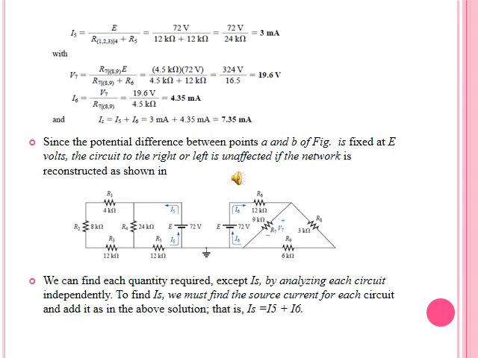So first of all we are going to find I5. I5 can be easily found by using the total voltage and total current on that half of the circuit. We find the total resistance by combining R123 and R4 in parallel, and in addition with R5 we get the total resistance on that half of the circuit, and we get the current 3 milliamperes.